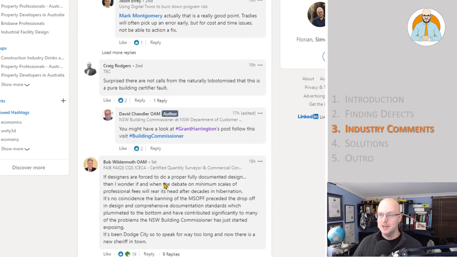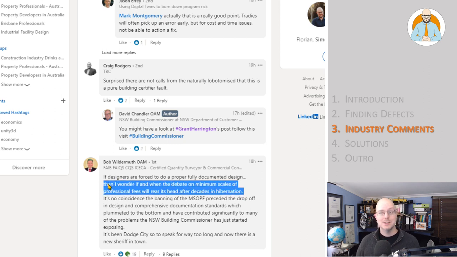So, Bob, if designers were forced to do properly documented designs, then I wonder if the debate on minimum scales of professional fees would rear its head after decades of hibernation. Yeah, fees are bad, guys. Architects don't make much money in fees. You've got to understand, for the amount of risk that we take on, the risk-reward ratio is insane. Even if you get good fees, you're still fighting people for money. I built into my database a system to chase fees. I made a comment on Twitter that YouTube is less stressful. I've never had to chase YouTube for fees. Sure, they can delete my whole channel and that revenue stream disappears, but it's less stressful than waiting on 80, 100 grand that you've already spent to do a big portion of a job and people are just stringing you on.